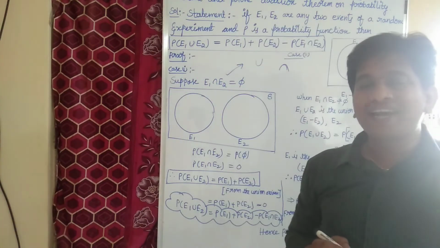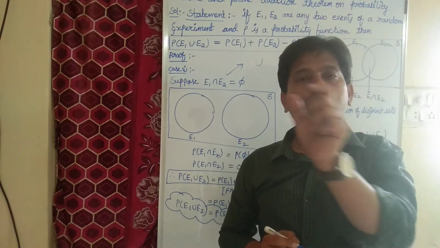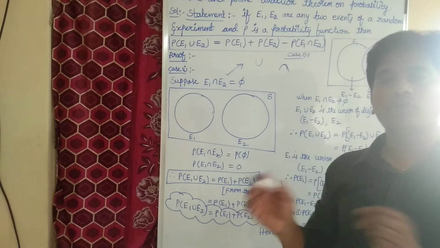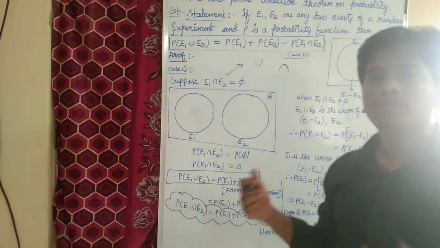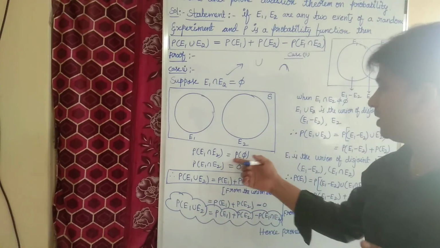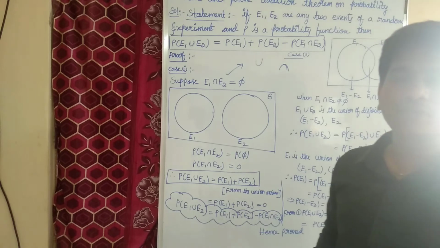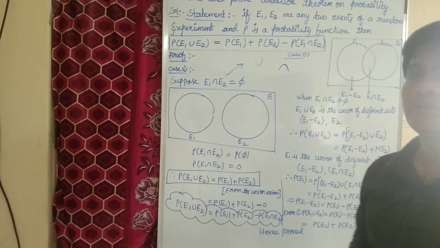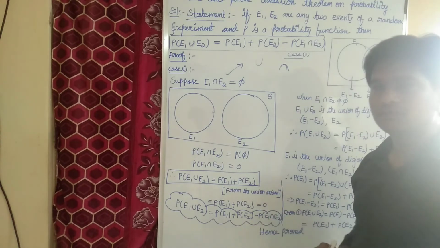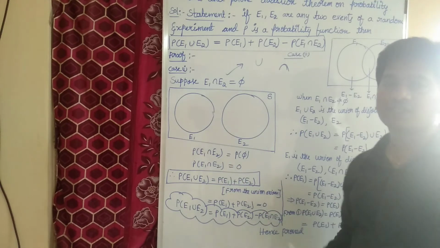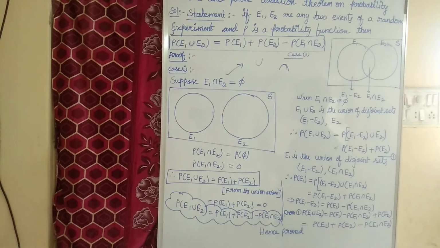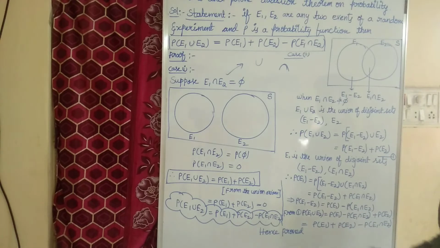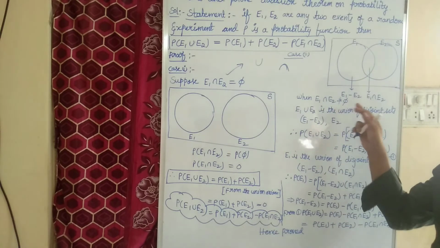You need to remember it in your mind itself. E1 intersection E2 equal to pi. Then we need to apply probability. P of E1 intersection E2 equal to P of pi, which is 0. What is the union axiom? P of E1 union E2 equal to P of E1 plus P of E2. So for our convenience we wrote minus 0. Minus 0 means we know it is P of E1 intersection E2. Hence we proved. That is case 1. Children, did you understand case 1? Now coming to case 2, E1 intersection E2 is not equal to pi.